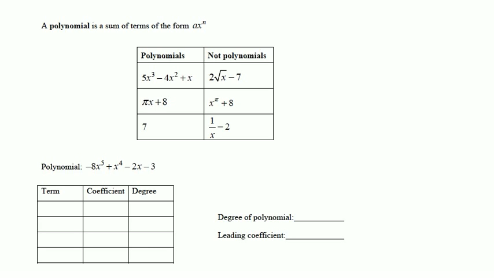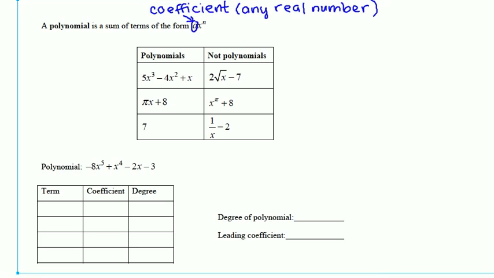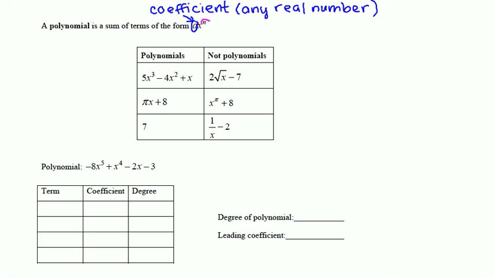A polynomial is a sum of terms of the form a times x to the n, where this a, which is called the coefficient, can be any real number, and n, which is called the degree of the term, must be a whole number. Keep in mind that a whole number is a number like 0, 1, 2, 3, etc. It cannot be negative, and it also does not have a fraction part.